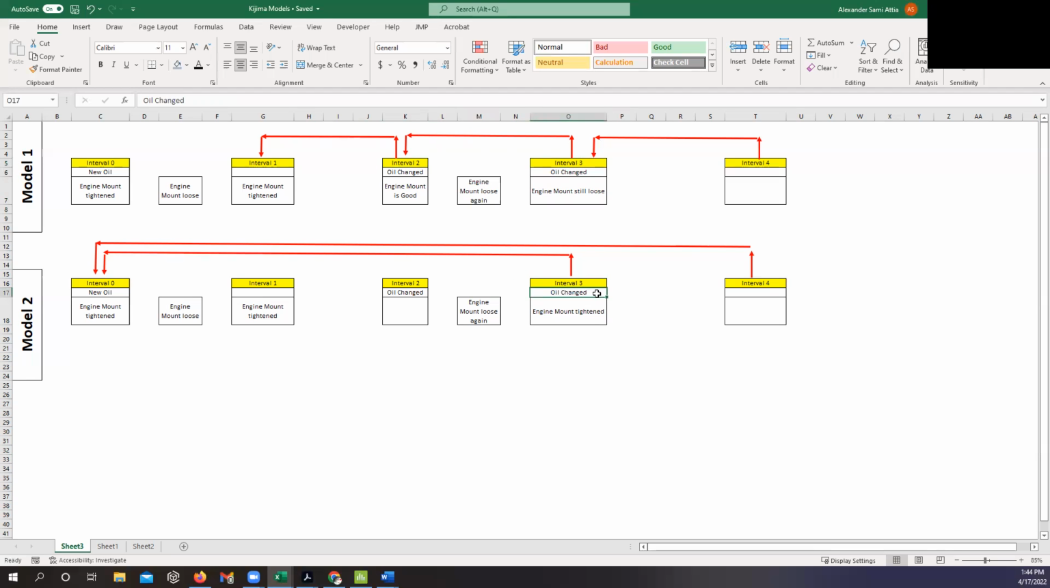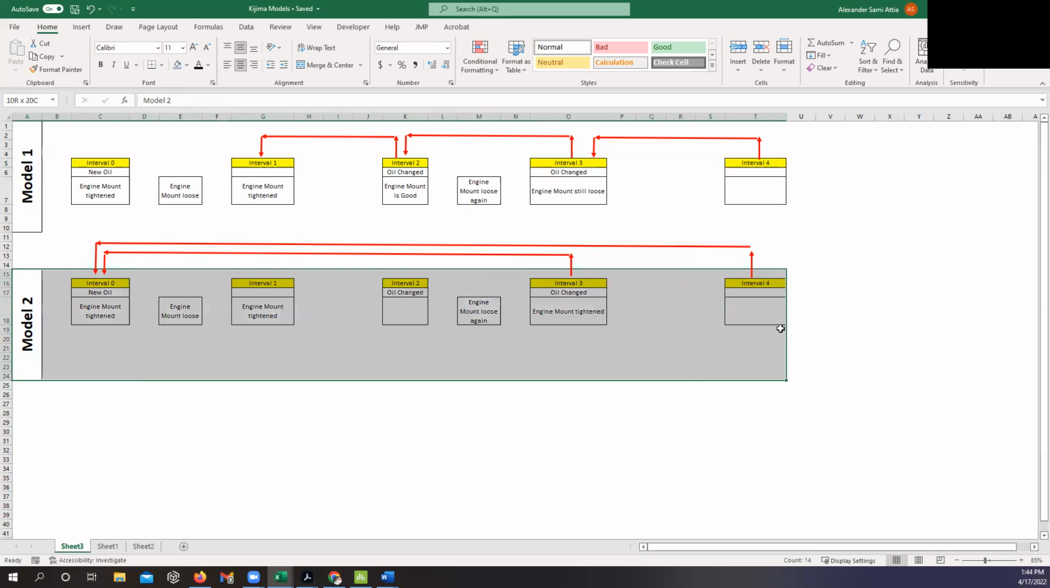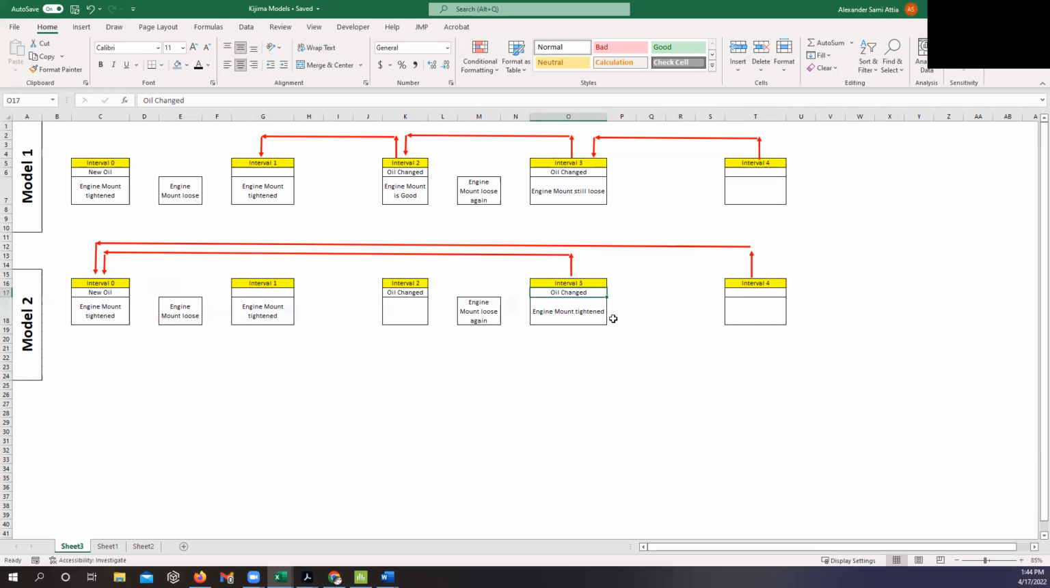Maybe I'll deal with a different mechanic, and now I'm talking about Model 2. A different mechanic that is more competent. He fixed my oil change and he noticed that the mount is loose, so he tightened it. So he basically brought the car back to its original condition here. That is the difference between Model 1 and Model 2 intuitively. One is trying to go back to that previous interval, and one is trying to go back to the original interval.